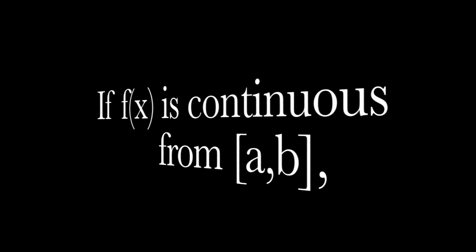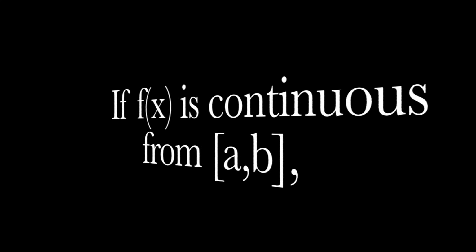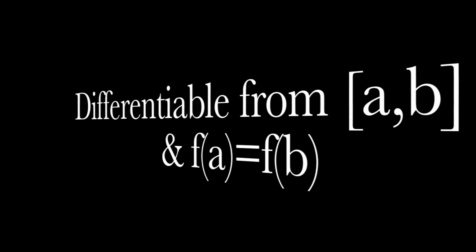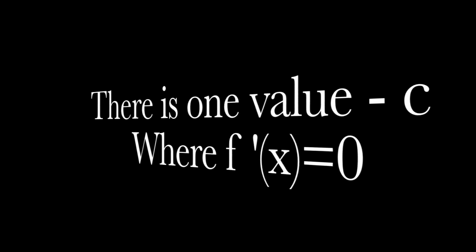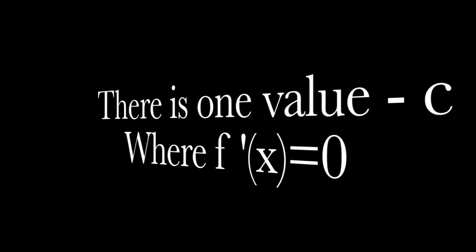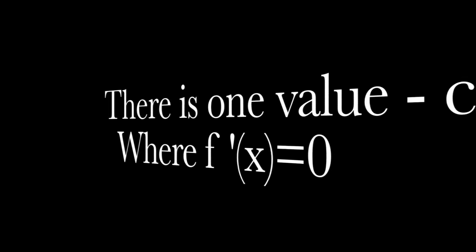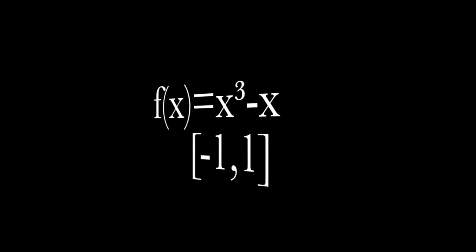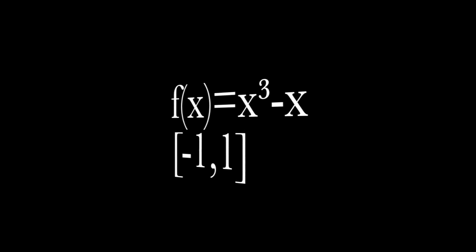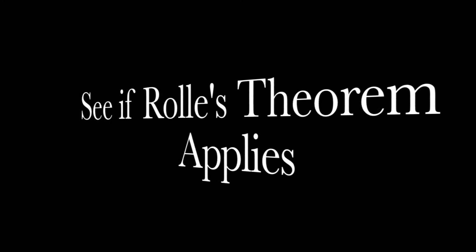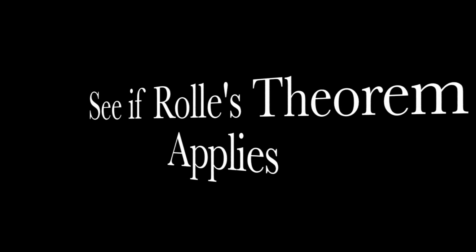Alright, Tin Man, here's how you do Rolle's theorem. If f of x is continuous on the interval from a to b, differentiable from a to b, and f of a is equal to f of b, then there is at least one value, that value being c, in the interval a to b, such that f prime of c equals 0. For example, let's use the function f of x equals x cubed minus x on the interval -1 to 1. We're going to verify that Rolle's theorem applies and then find the value of c.